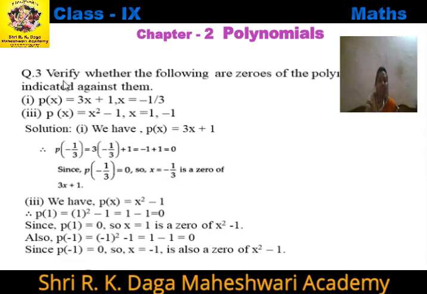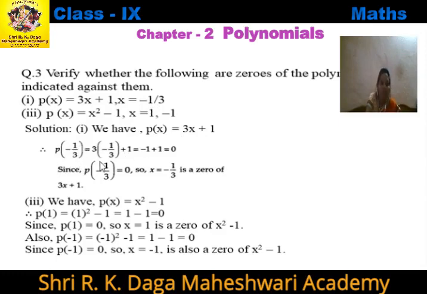Question number 3 of this exercise is verify whether the following are zeros of the polynomial for the value indicated against them. You have given a polynomial with the value of x and you have to find out whether these values are zeros or not. So first take this polynomial. We have p of x equal to 3x plus 1. Now we will put the value x equal to minus 1 by 3 in this polynomial.